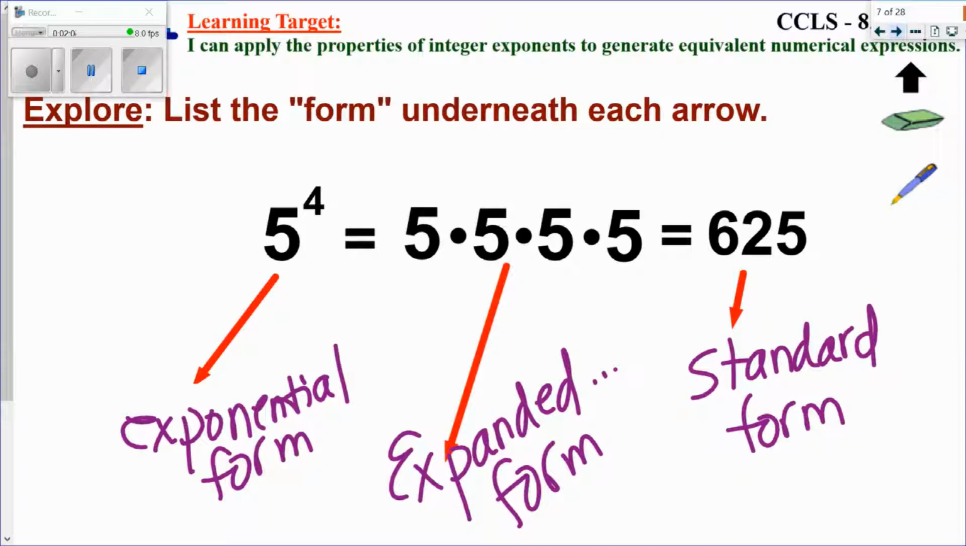List the form underneath each arrow. The first is exponential form. The next one is expanded form because it's 5 times 5 times 5 times 5. And the standard form is 625.